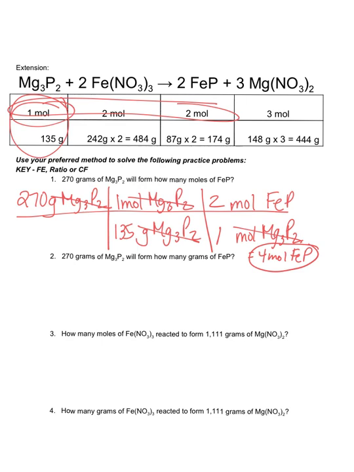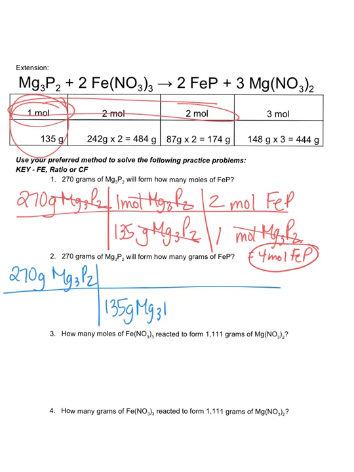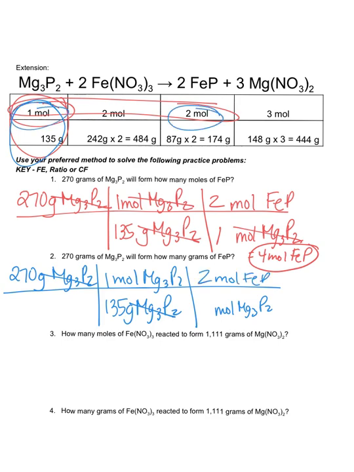So for the next one, do the next one in blue here. For the next one, same starting point, and it's going to be the same first step. In fact, it's going to be the same first few steps. So I take 135 grams of Mg3P2 to 1 mole of Mg3P2. Coming from up here, grams of Mg3P2 cancel out. Now I go moles of Mg3P2 to moles of FeP. That comes 2 moles of FeP, 1 mole of Mg3P2. Those cancel out. Now it says how many grams of FeP.